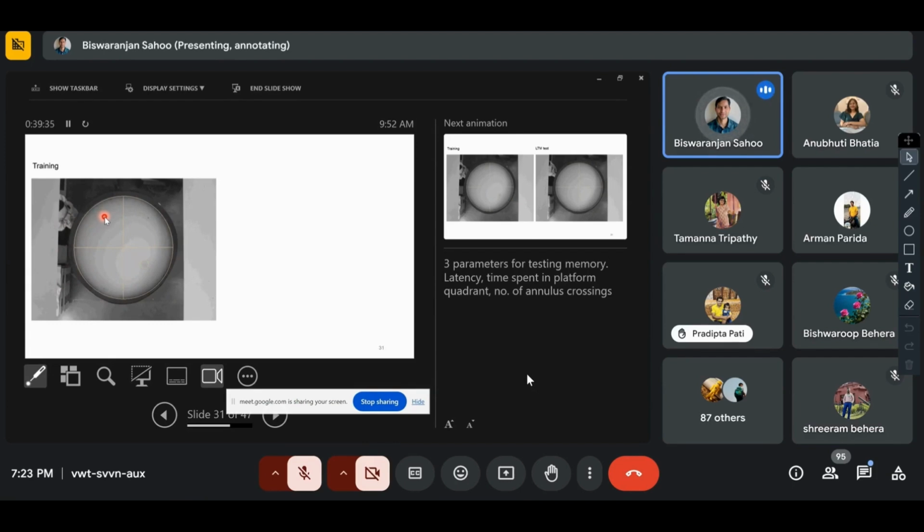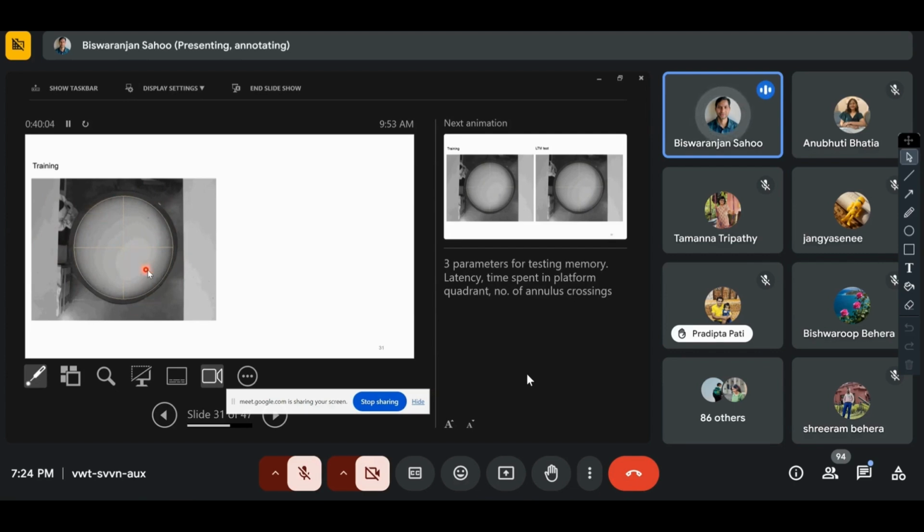The rat tries to escape, because it doesn't like being in the water much. So it tries to escape from the swimming. The rat is trained for many trials, and it is released from different quadrants, maybe from here, from here, from here. These are the different release points. We pseudo-randomly train the rat for 20 trials.